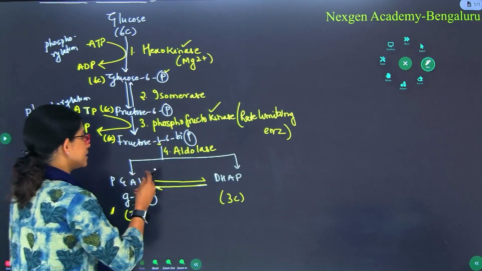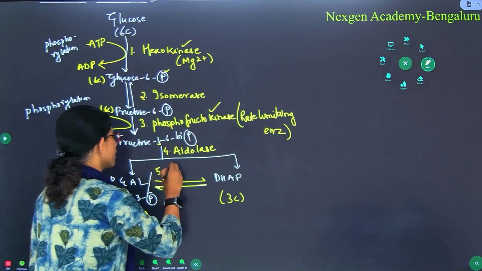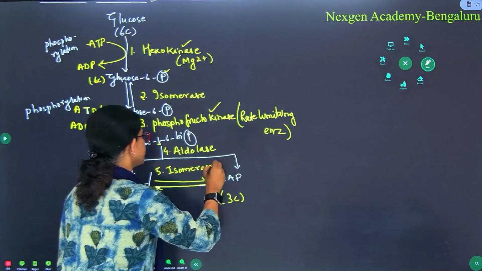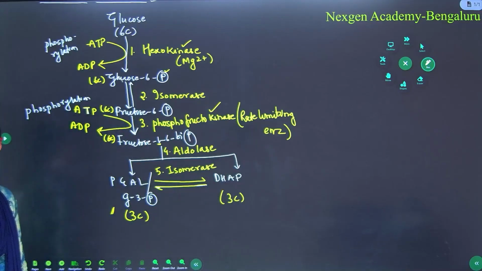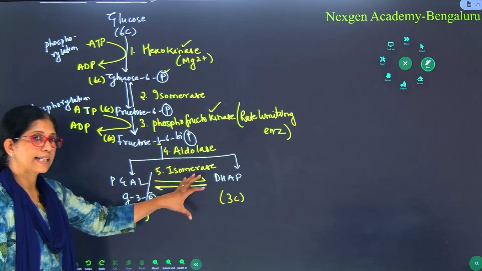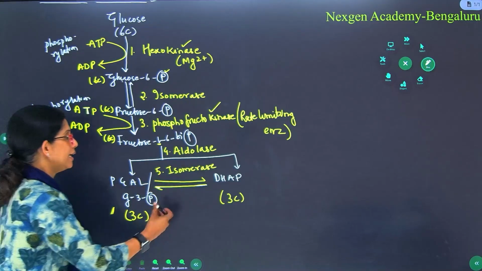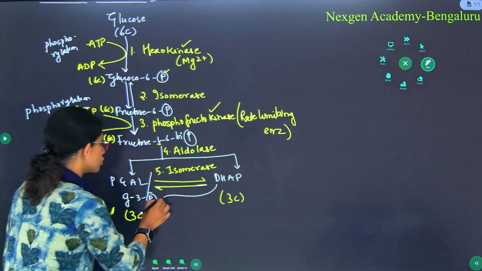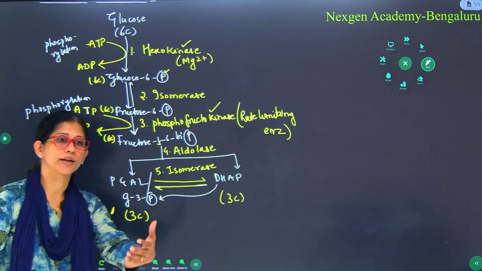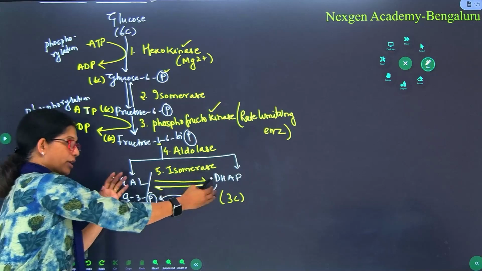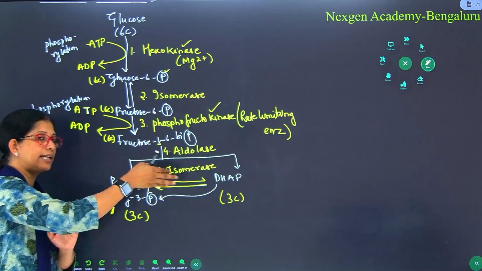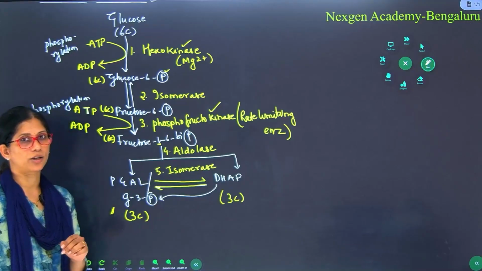So here, this is our 5th step. Again, what is the enzyme? Isomerase enzyme, right? So this is our next step. Now what will happen? DHAP will also be converted into PGAL, because of the continuation of the process. For that purpose, DHAP will also change to PGAL, and then it will continue forward in the glycolytic pathway.